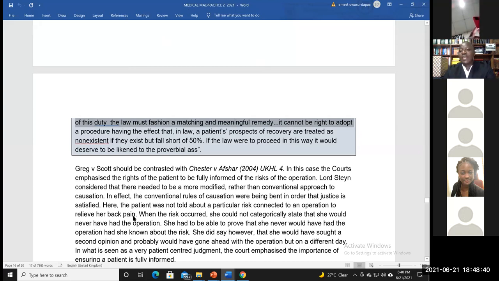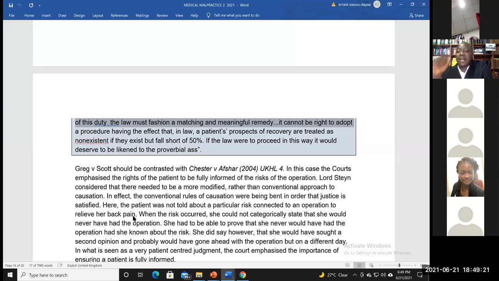Yes. So Chester and Afshar is looking at the situation where a patient, for example, was not told certain information regarding risk associated with a certain procedure, and the person will say that, okay, if I had been told those risks, I wouldn't have consented. Or if I had been told the risk, I would have consented. So that is the situation about Chester and Afshar.